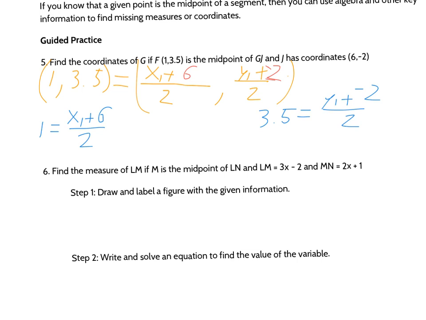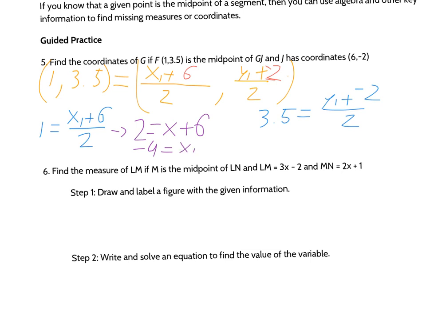Now we're going to use algebra to solve this out. Firstly, I'm going to take this 2 and get rid of it by multiplying both sides of this equation by 2 to give us 2 is equal to x plus 6. Now I need to subtract 6 from both sides. -4 is equal to our x1.